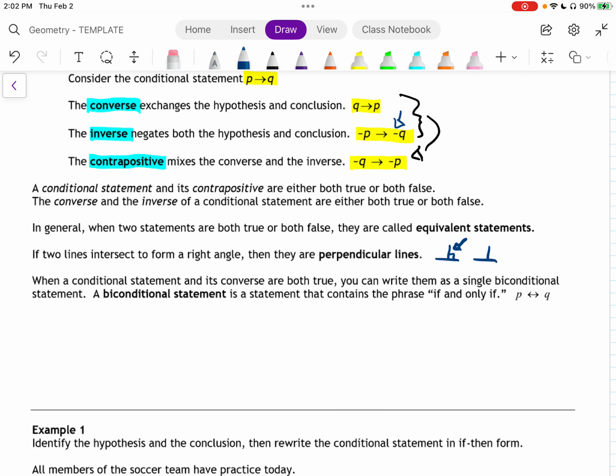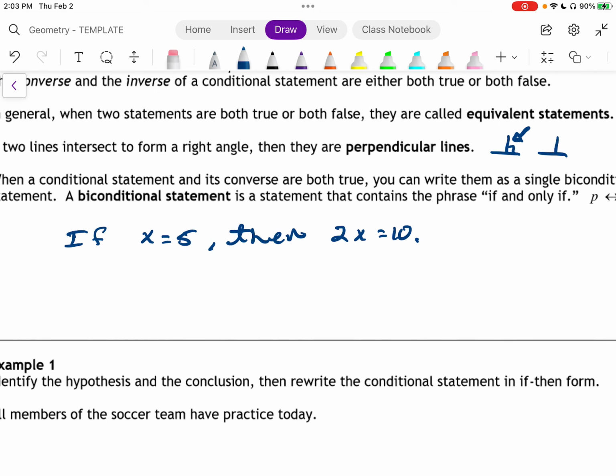So, our last piece. When a conditional statement and its converse are both true, you can write them as a single biconditional statement. A biconditional statement is a statement that contains the phrase if and only if. So that's something that could be read backwards or forwards. So like if x equals 5, then 2x equals 10, right? That's an if-then. We could write that backwards. If 2x equals 10, then x equals 5. Right? That makes sense both ways.